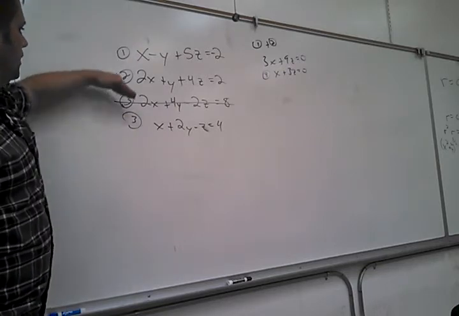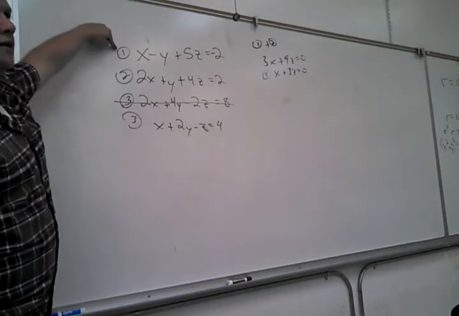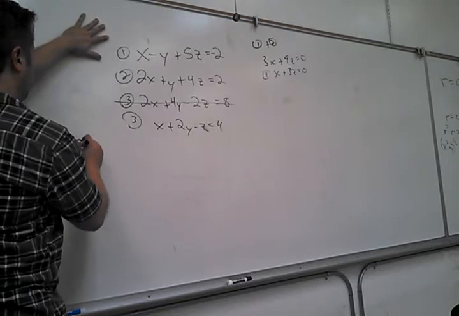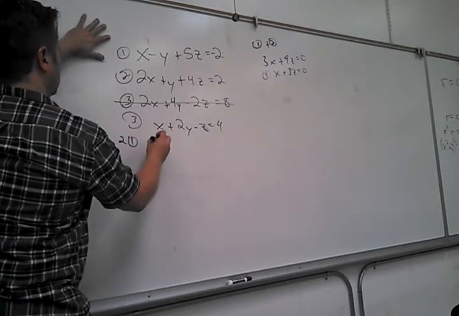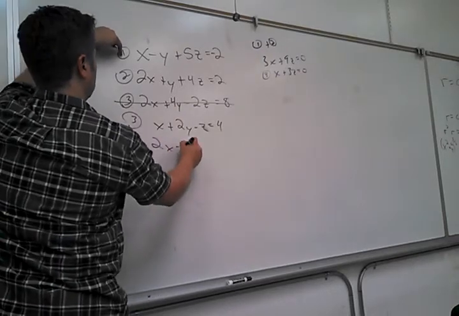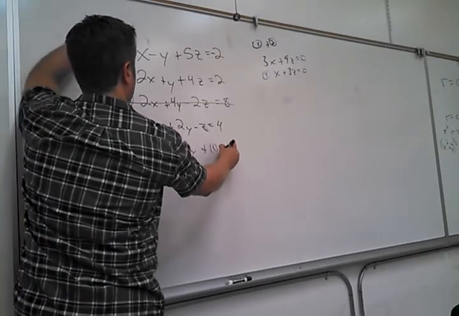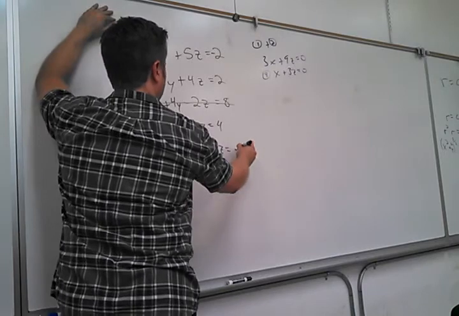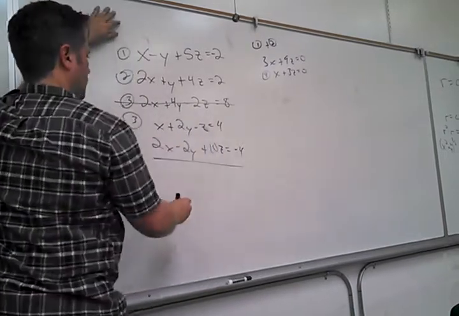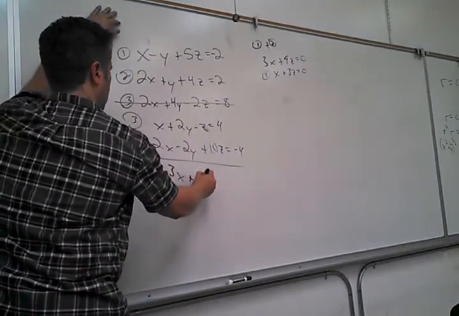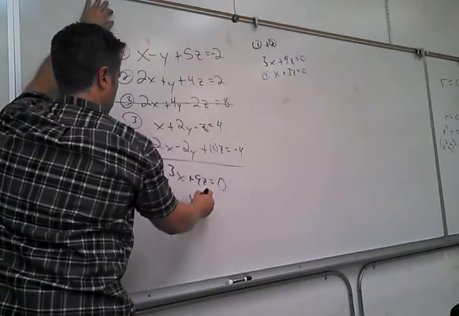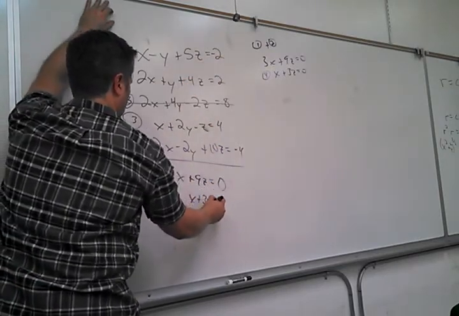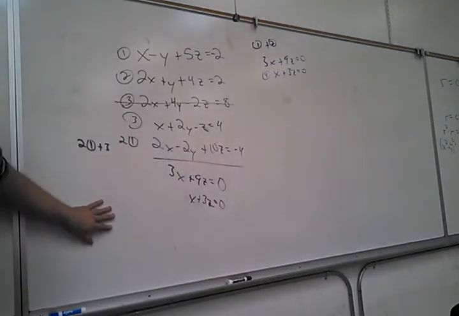And then I could kill Y between these two. I just have to double this guy. So I can do twice 1 plus 3. Twice 1 would be 2x minus 2y plus 10z equals negative 4. So I get 3x plus 9z equals 0. I get the same equation, right? Funkadelic.